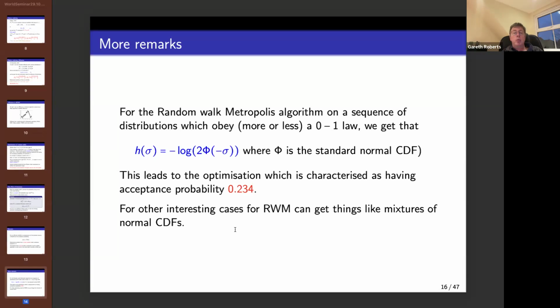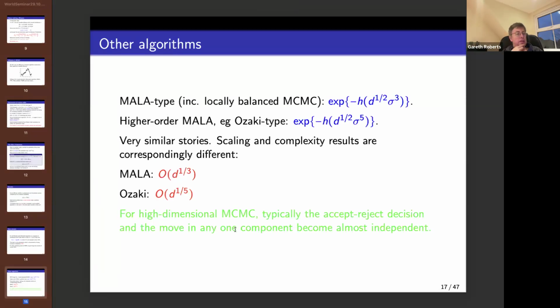But that's just one thing you can do with these; you can do other things as well. For instance, if you're interested in MALA algorithms, then you get different forms of your penalty for mixing. And higher order MALA algorithms, if you know what these things are, look a little bit like this. From those you can get other complexity results under regularity conditions.